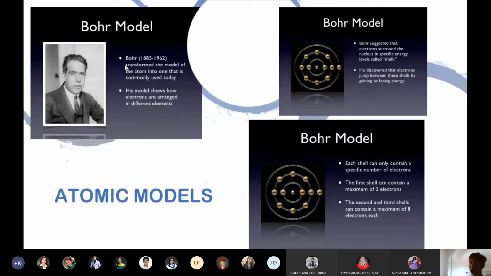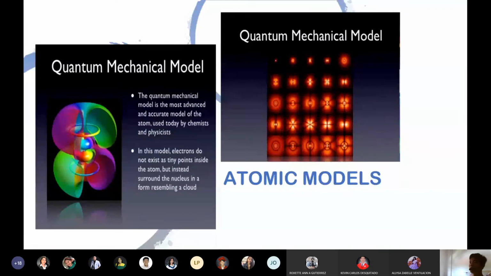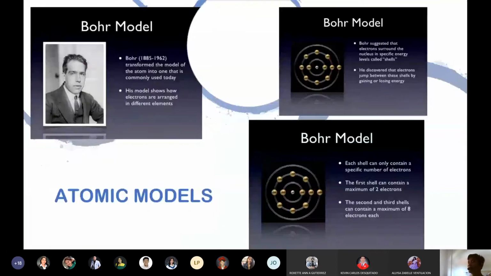Okay. So, imagine we started from this now. We get this. So, what is the quantum mechanical model naman? That is actually a product of Niels Bohr's idea. Idea siya ni Niels Bohr. Siya yung produkto or siya yung anak ng idea niya.